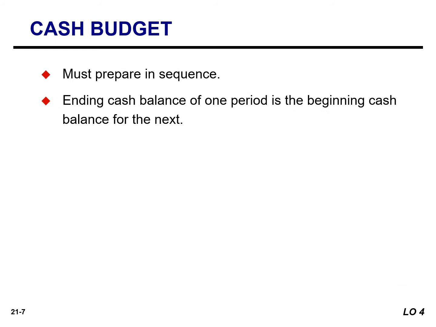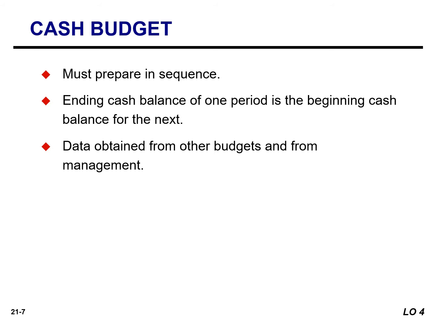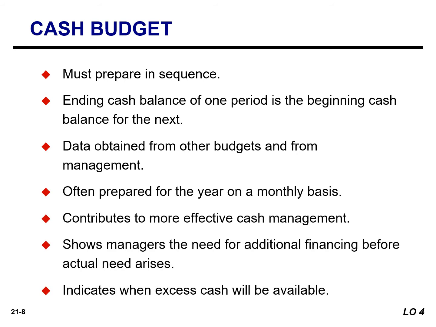Data in the cash budget are prepared in sequence. The ending balance of one period becomes the beginning cash balance for the next period. Companies obtain data for preparing the cash budget from the other budgets and from information provided by management. The cash budget is prepared after the other budgets because the information generated by the other budgets dictates the expected inflows and outflows of cash. In practice, cash budgets are often prepared for the year on a monthly basis.